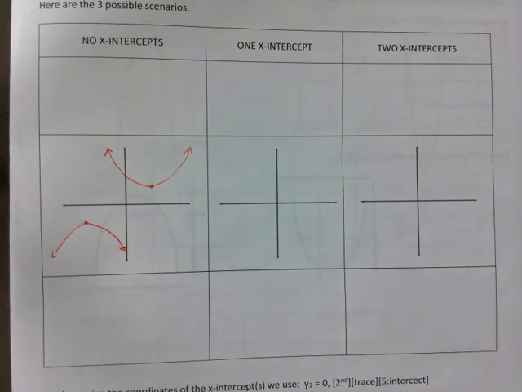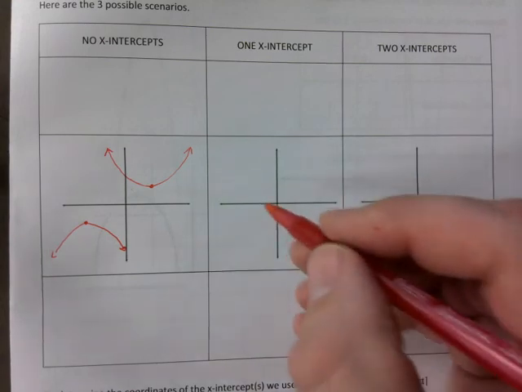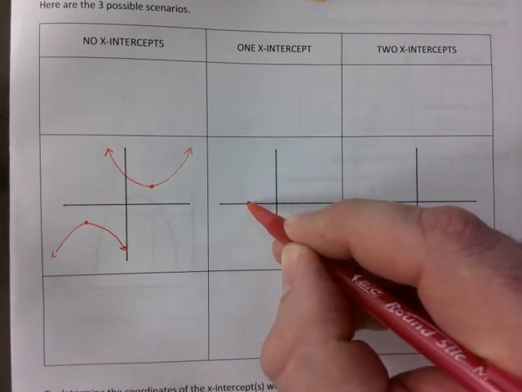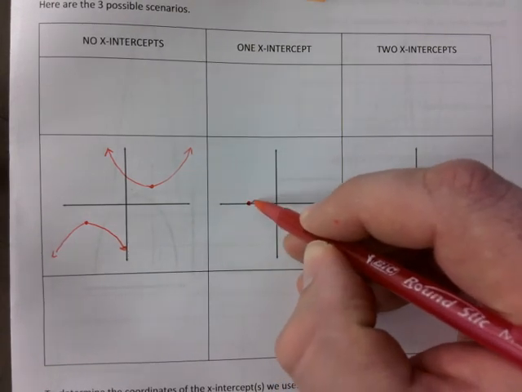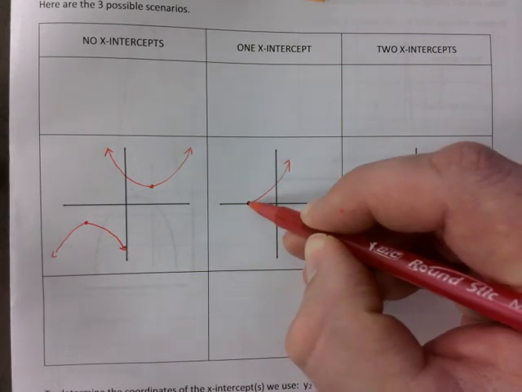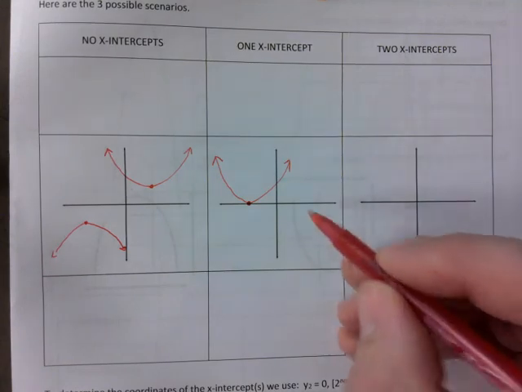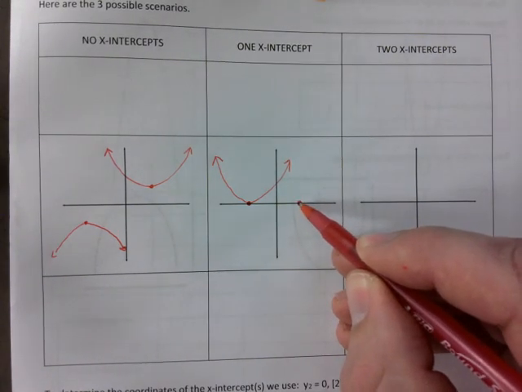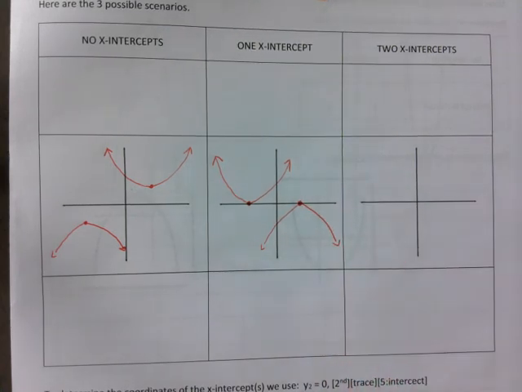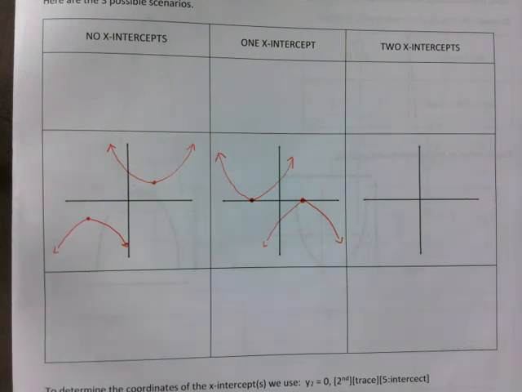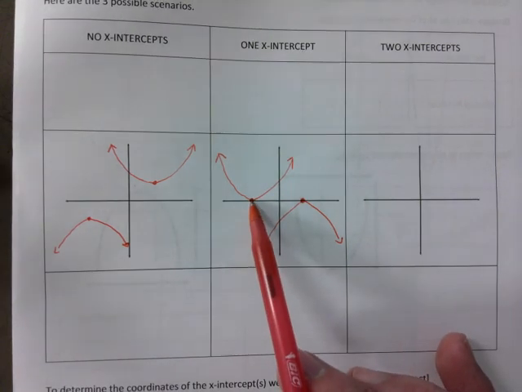Then there's a scenario where you have exactly 1 x-intercept. That's when the vertex is actually on the x-axis. So I put the point right on the x-axis. I'm going to make this one go up. And I'm going to go over to this side and make that one go down. It shouldn't be a V, guys, okay? It should be curved a little bit. So don't make a V when you graph it for assessments or whatever I'm going to throw at you. So notice the vertex is right on the x-axis.